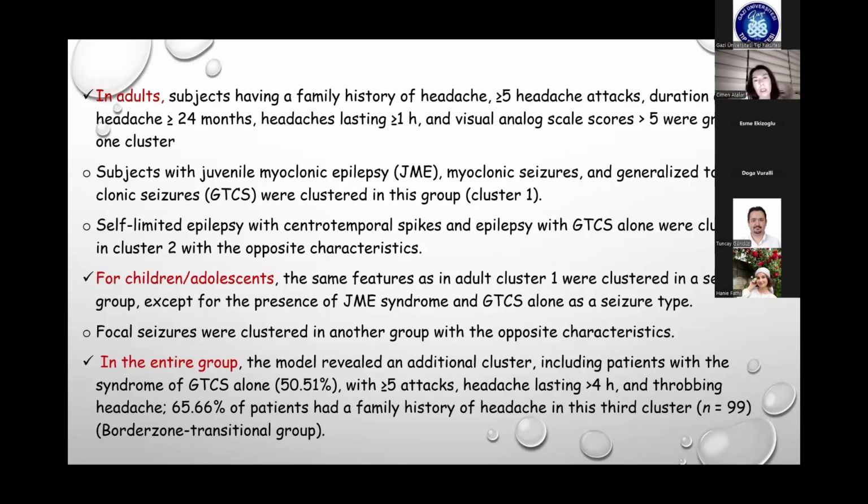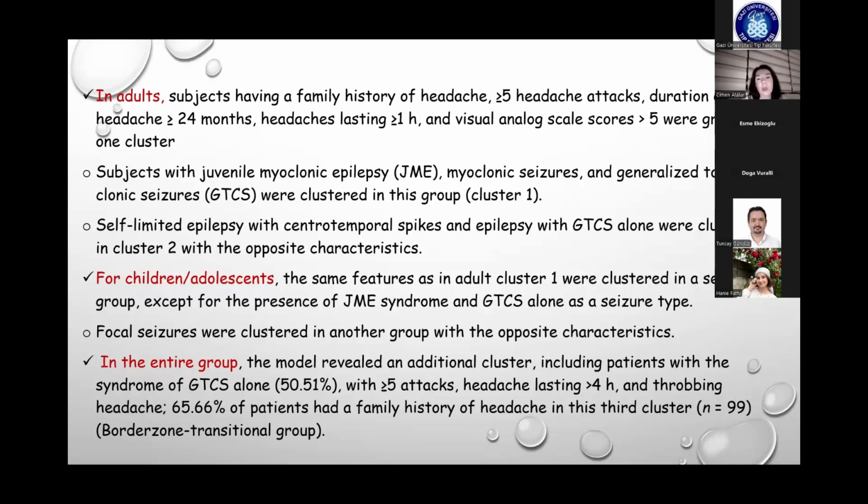Here I summarize the results that I mentioned before. In adults, subjects having a family history of headache, more than 5 headache attacks, duration of headache for more than 24 months, longer headaches, and visual analog scale scores more than 5 were grouped in one cluster.